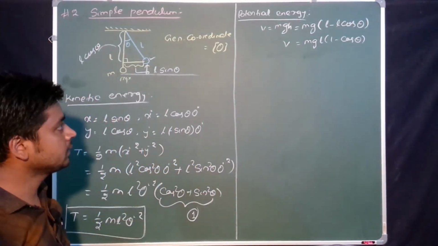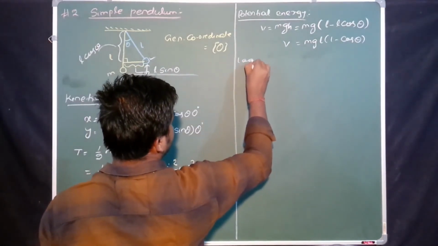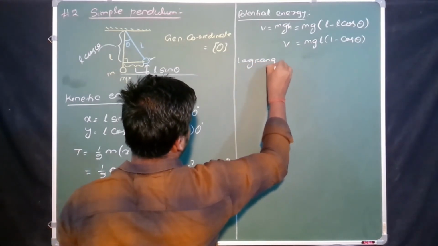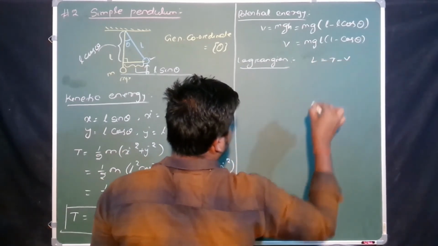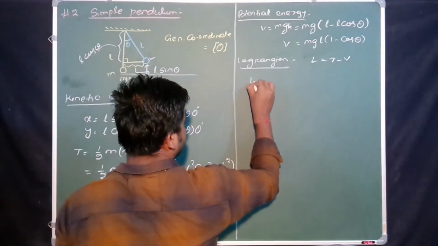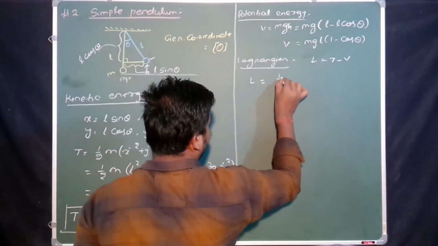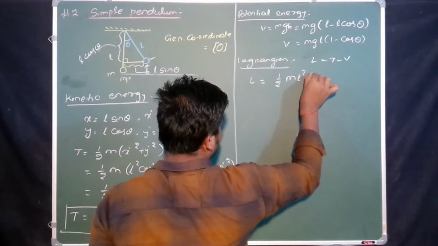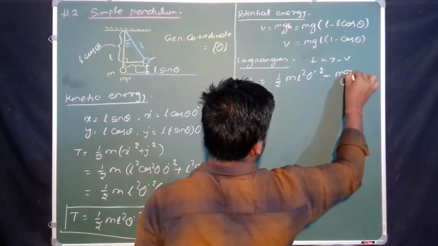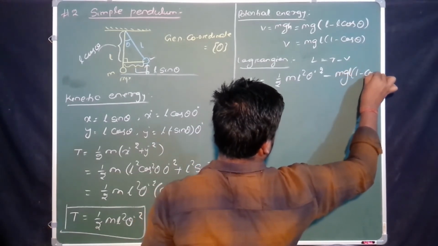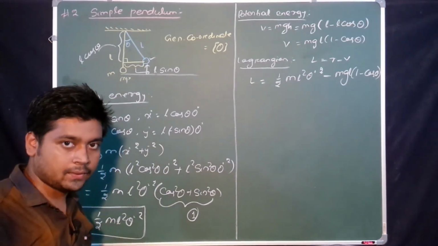Then just see, the Lagrangian becomes Lagrangian L equal to T minus V. Yes or no? Just write down. T is half m L square theta dot square. Just write down here half m L square theta dot square minus mgL (1 minus cos theta). This is our Lagrangian. Okay.